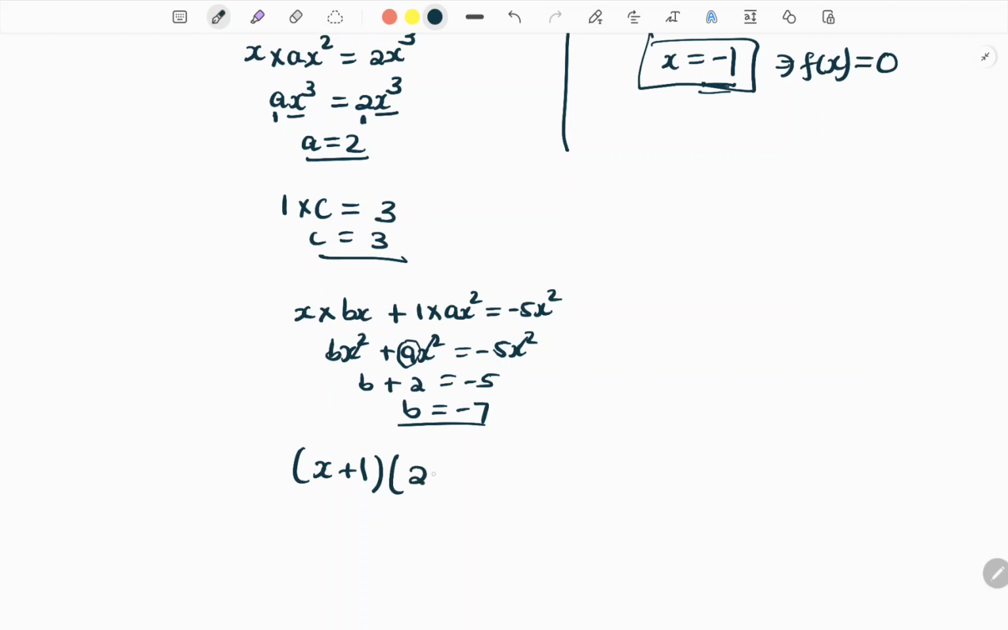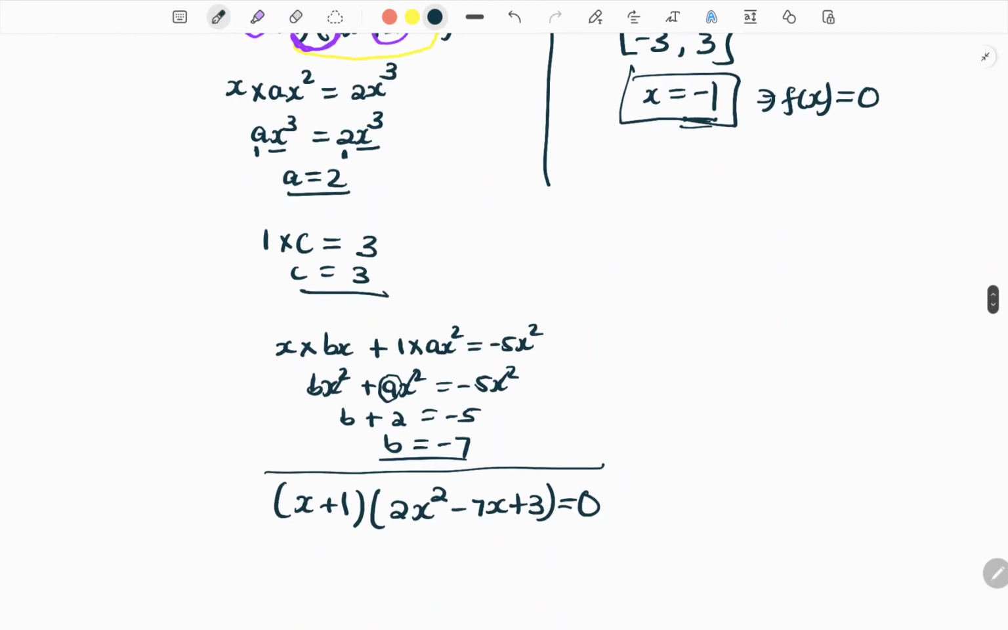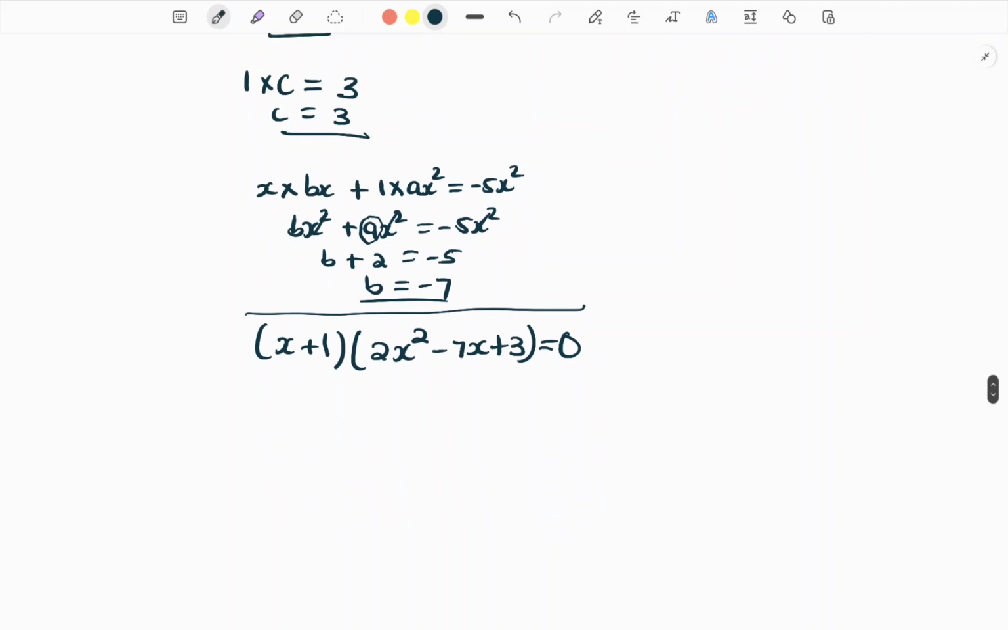Then 2x squared minus 7x plus 3 is equal to 0. That is your factorization. This is how I factorize, but we can use synthetic division if we want to. Then we just factorize this x plus 1. We're going to have 2x and x.